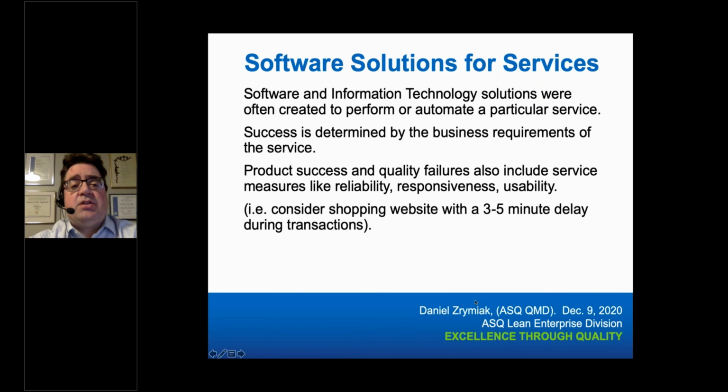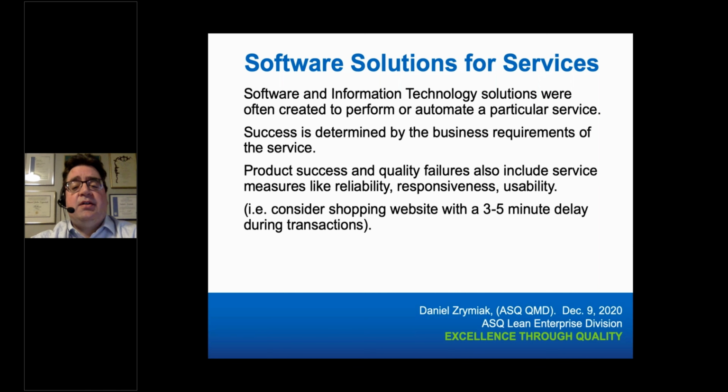Software performs a service. So in addition to the intrinsic technical solution, because it performs a service, the determination of whether it is of good or bad quality is also measured on the service metrics. I've given some examples: reliability, responsiveness, usability. But adding to that, there's also an acknowledgement that because something is automated or accessible, the timing and the tolerance is actually much lower for automated solutions than for manual.